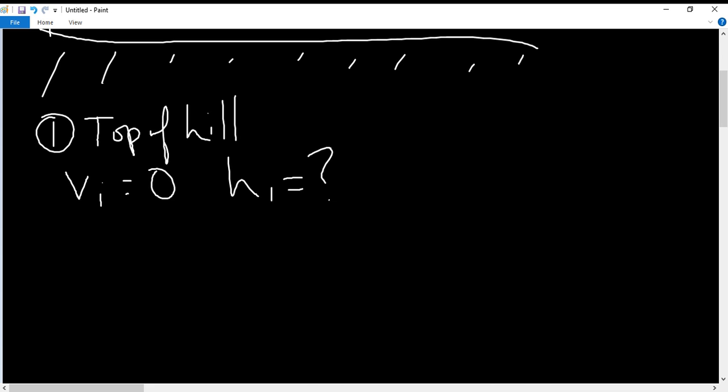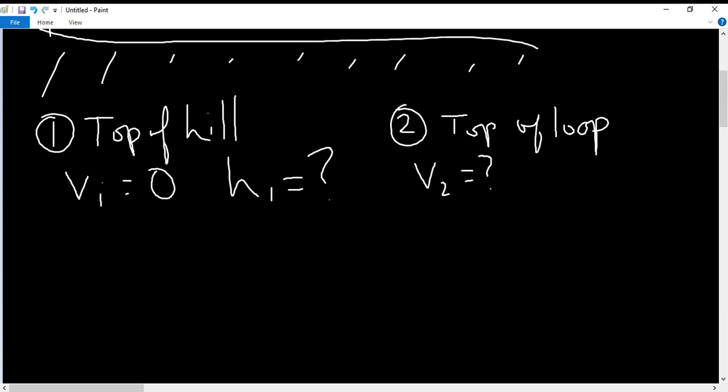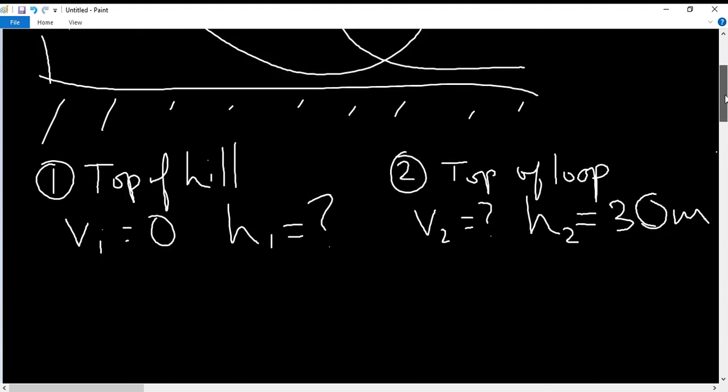And then the second part is the top of the loop. For the top of the loop, we don't know our velocity there, but we'll solve for it in a second. We do have our height. We'll call it height 2. And height is just twice the radius, right? So that's going to be 30 meters. Okay.